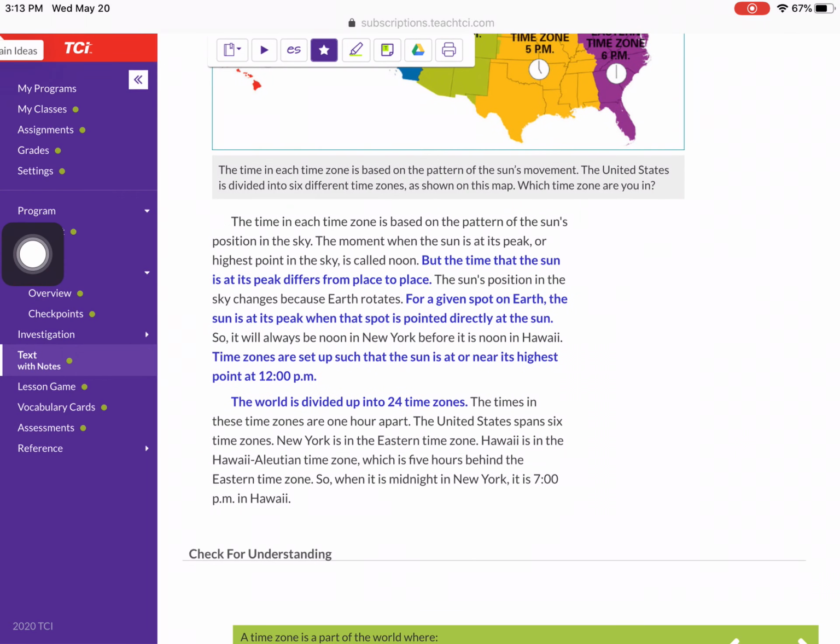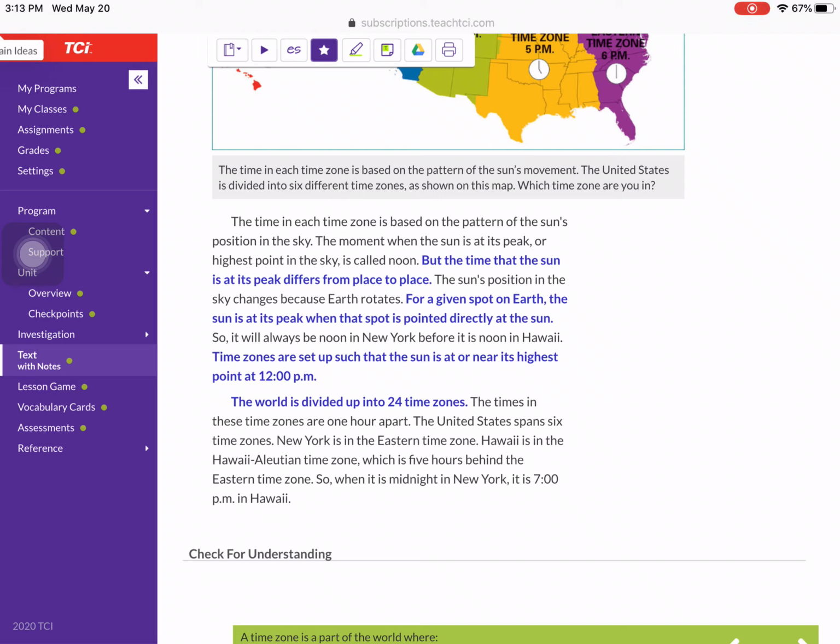Next section. The time in each time zone is based on the pattern of the sun's position in the sky. The moment when the sun is at its peak, or the highest point in the sky, is called noon. But the time that the sun is at its peak differs from place to place. The sun's position in the sky changes because Earth rotates.